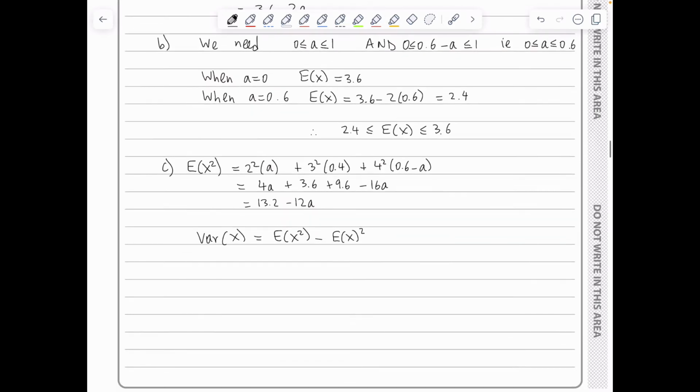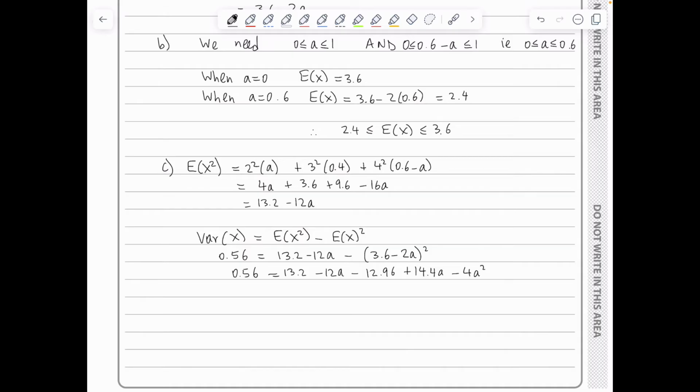We have that the variance of x is 0.56. The expectation of x squared is 13.2 minus 12a. And the expectation of x, we found this before, it's 3.6 minus 2a, all squared. We will proceed by expanding. We get 0.56 is 13.2 minus 12a minus 12.96 plus 14.4a minus 4a squared.